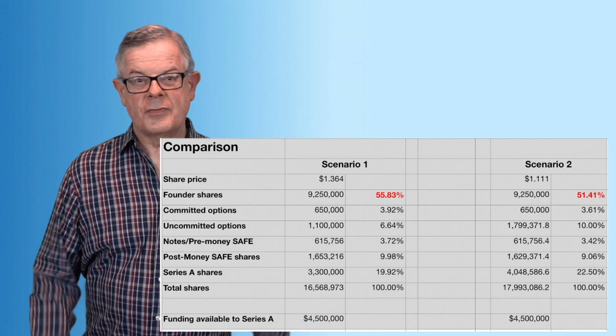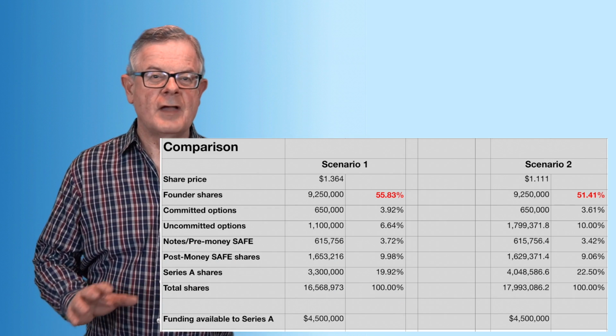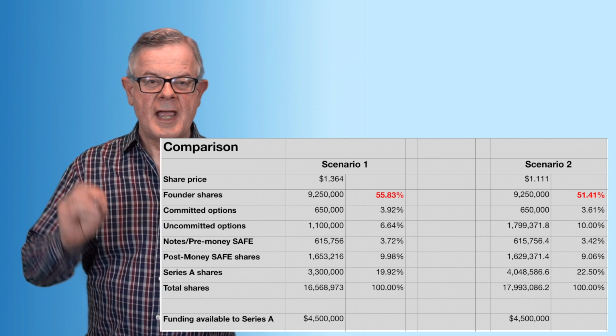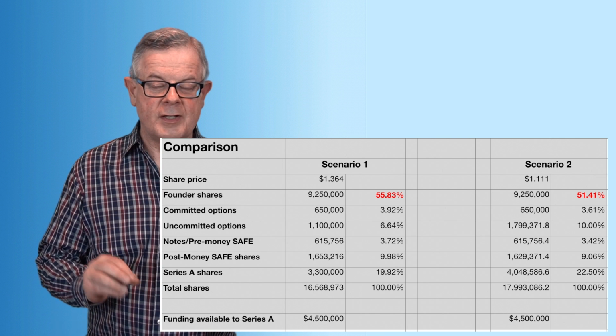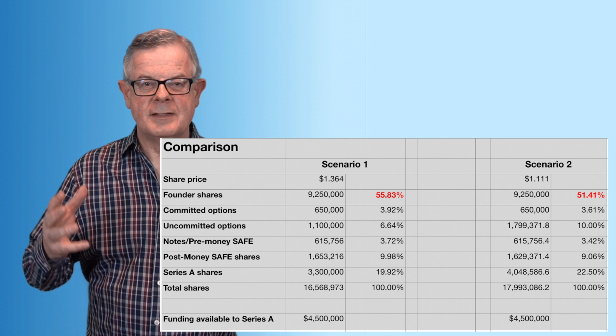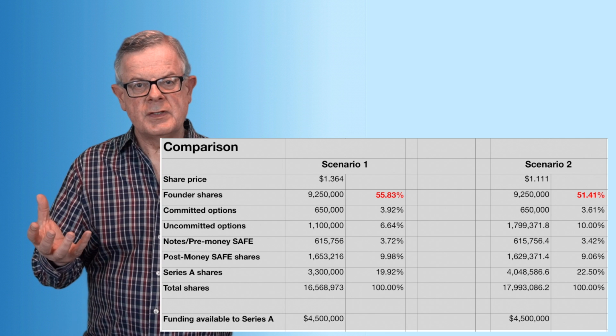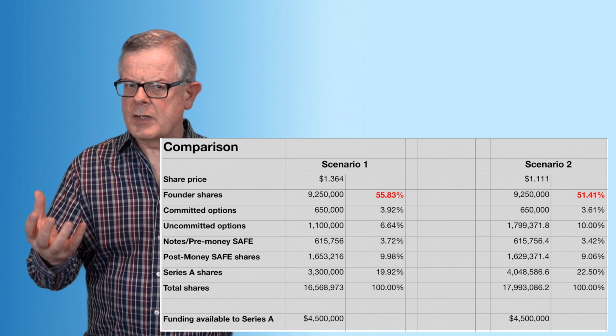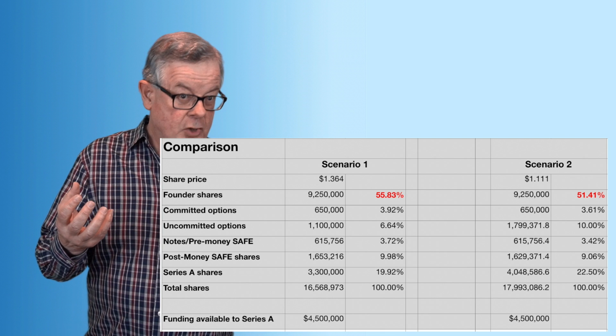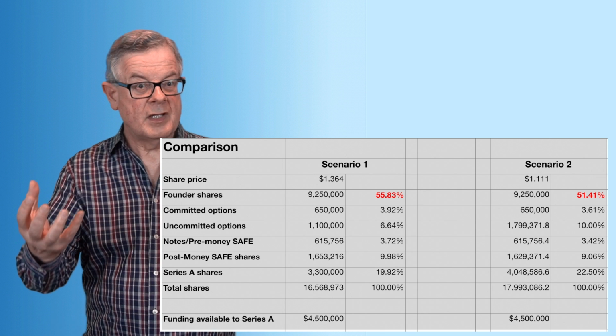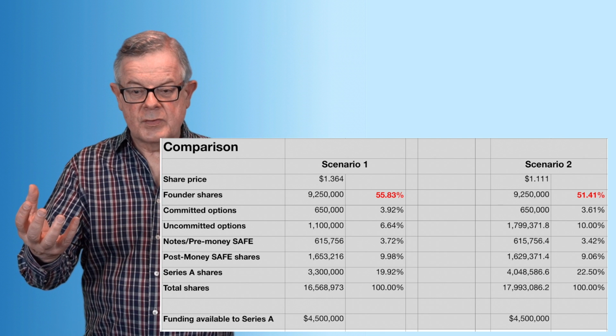And that completes our walkthrough of the spreadsheet. Again, this is a very valuable exercise to do when you have multiple convertible securities, because you really want to know what the dilution impact is. Also, these two scenarios give you kind of the two ends of the spectrum. The better solution for the founders, the better solution for investors.